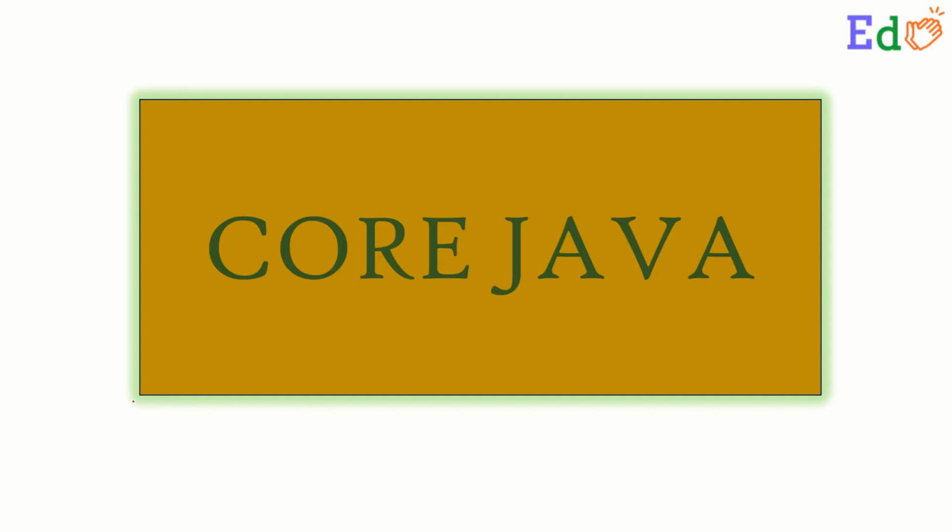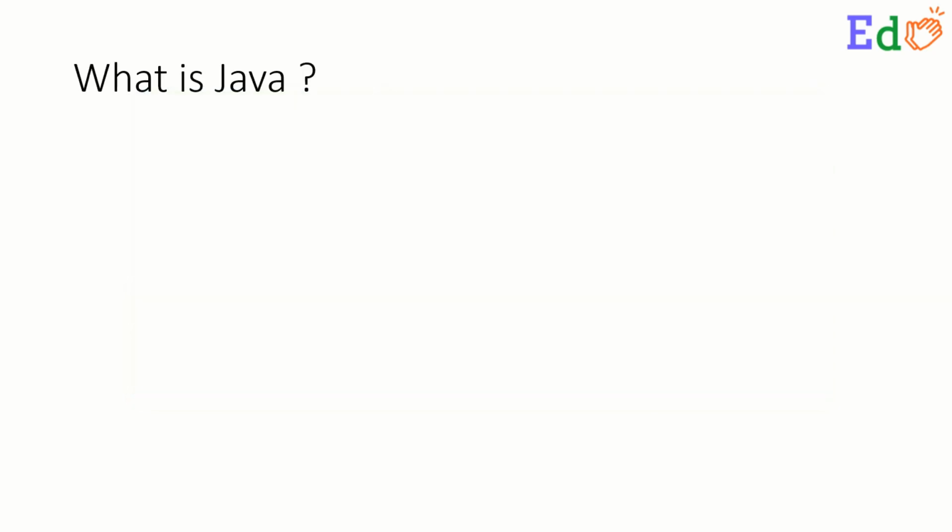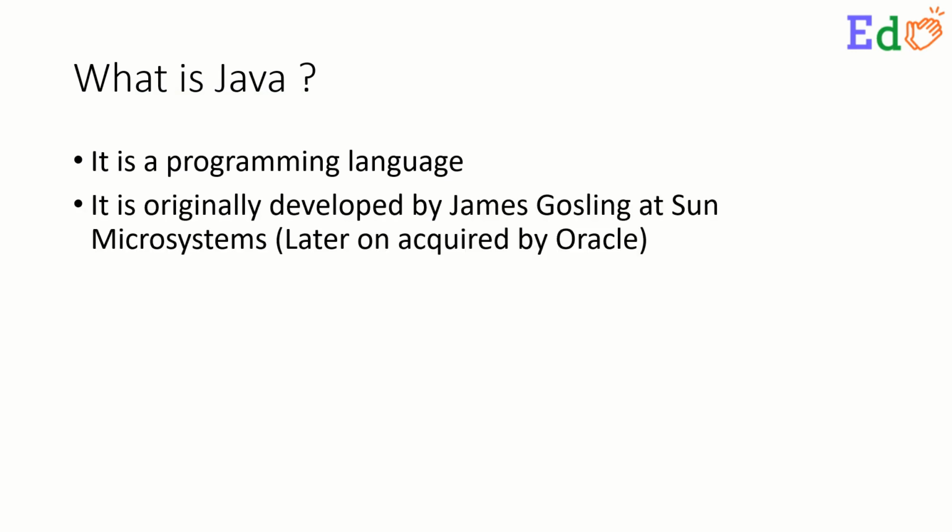This is an introductory video on core Java. Here we will get a glimpse of the topics which we have to learn to master core Java. What is Java? It is a programming language. It was originally developed by James Gosling at Sun Microsystems, which was later acquired by Oracle. It was released in 1995.